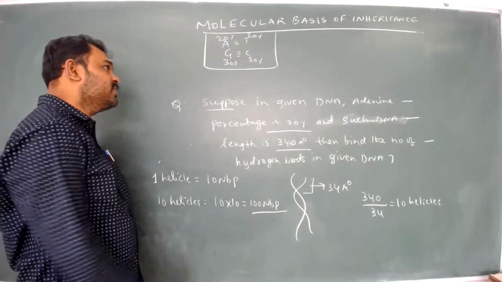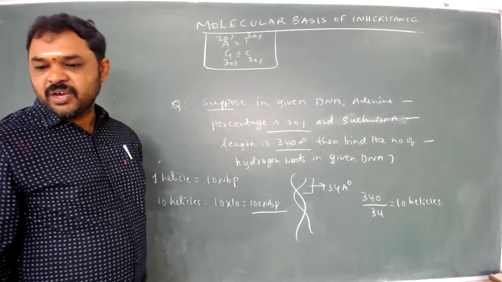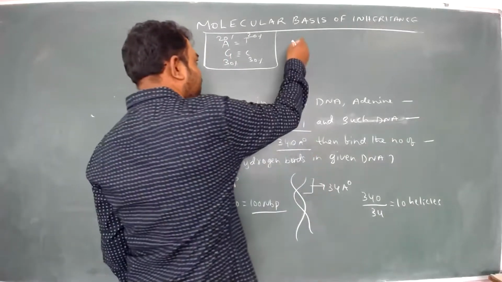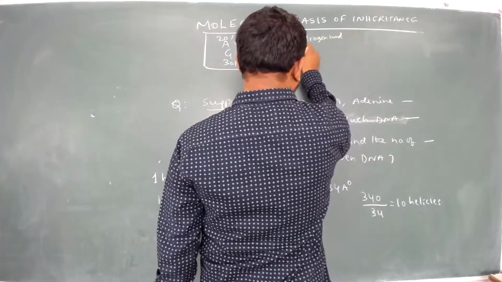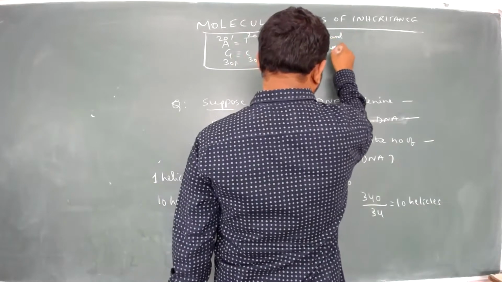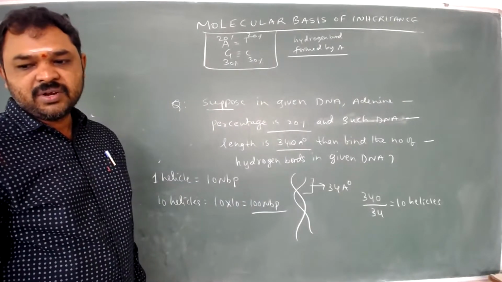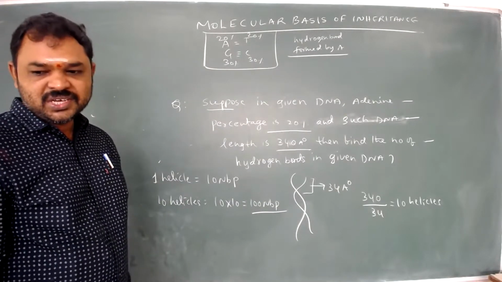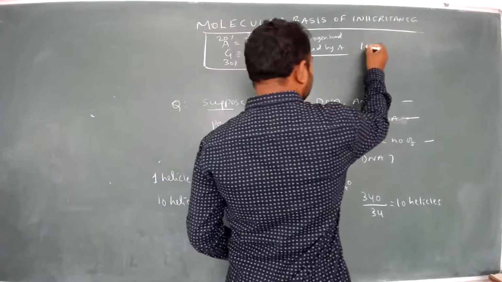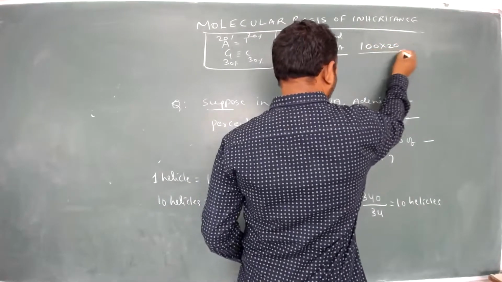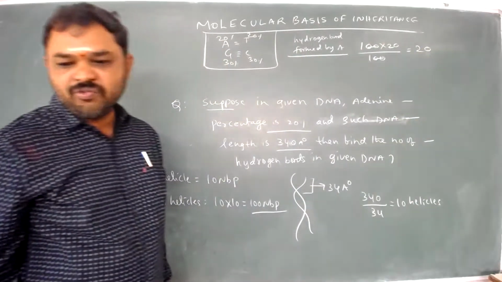But as per that, first A: the number of hydrogen bonds produced by A, the contribution of A. Hydrogen bonds formed by A. A means adenine. But how many hydrogen bonds are formed? Adenine percentage is 20%. 20% means out of 100, 20. So you can see this here, 20 adenines are there. The proportion of adenine is 20.